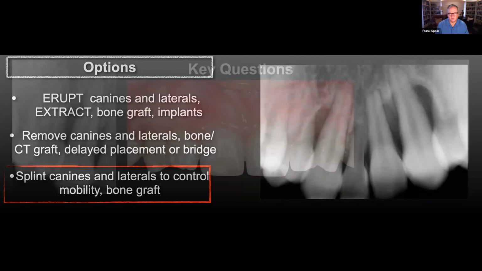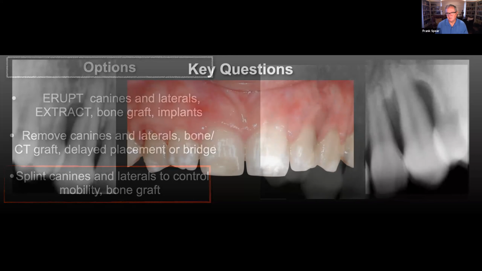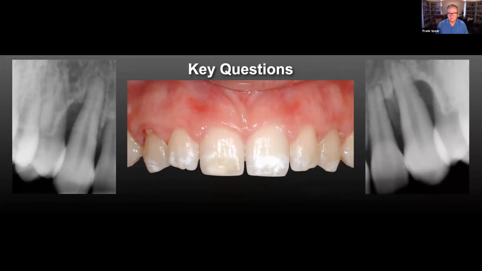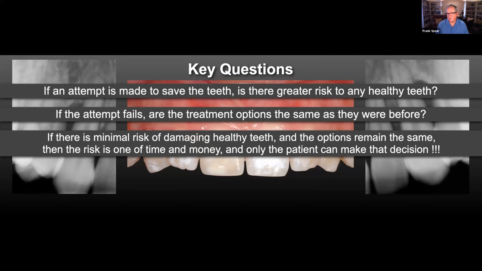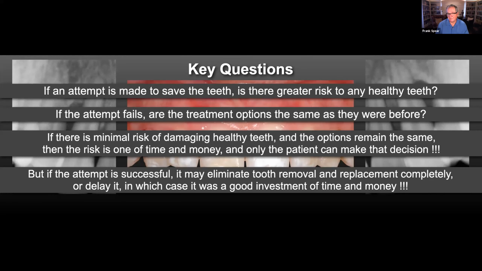So the key questions: if you attempt to save the teeth, is there a greater risk to any healthy teeth? Not really. If the attempt fails, are the treatment options the same as they were before? Take the teeth out? Yes. If there's minimal risk of damaging healthy teeth and the options remain the same, then the only risk is really time and money for the patient. And so that's their decision. If the attempt is successful, it might completely eliminate the need to ever replace these teeth.